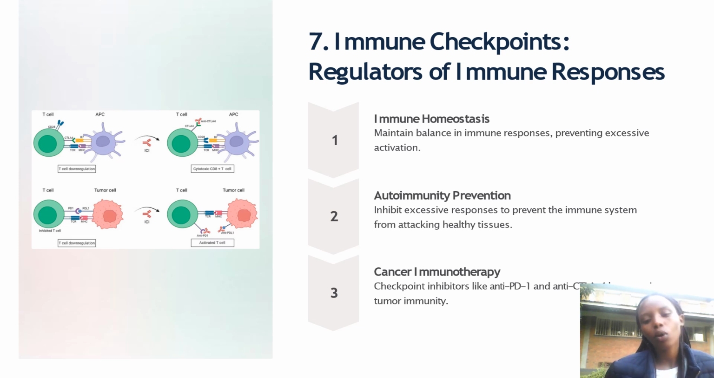As we know, autoimmunity is a disease caused by a mistake when the immune system mistakenly attacks its own cells and causes disease. So autoimmunity prevention inhibits excess responses to prevent the immune system from attacking healthy tissues. For the next one, we have cancer immunotherapy. For cancer immunotherapy, we have checkpoint inhibitors like anti-PD-1 and anti-CTLA-4. So this structure shows us what immune checkpoints do in our immune responses.